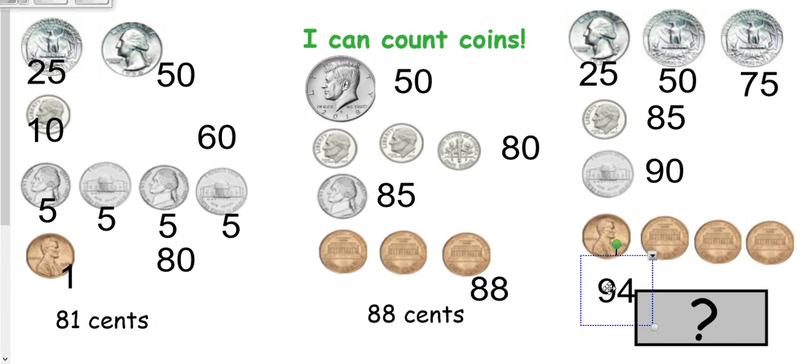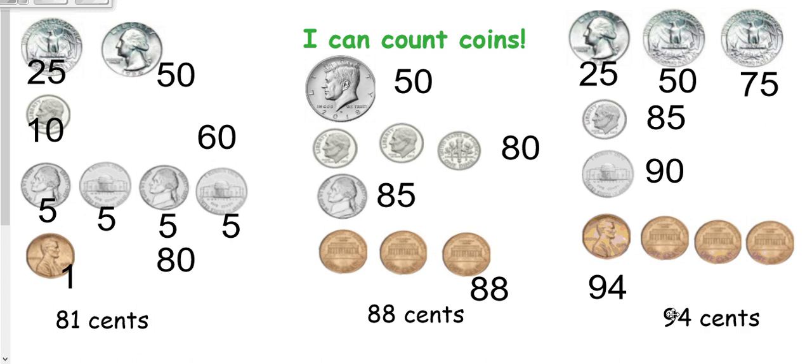Count it with me one more time before we check. 25 cents, 50 cents, 75, 85, 90, 91, 92, 93, 94. 94 cents. Let's check it. 94 cents. Great job today counting coins with me.